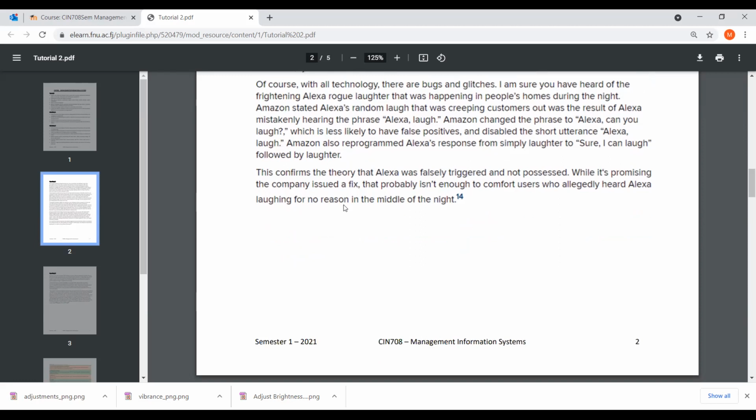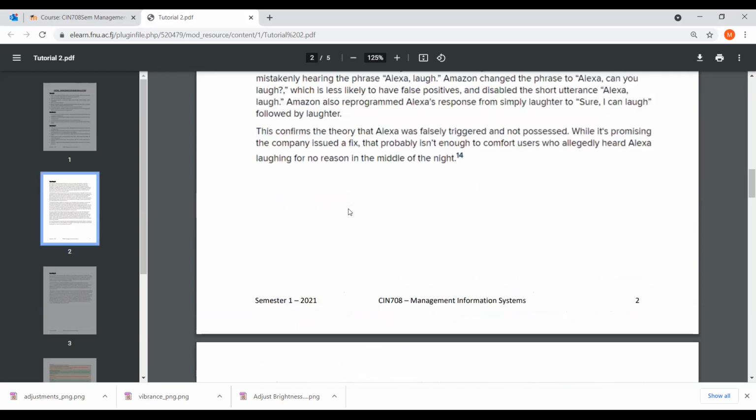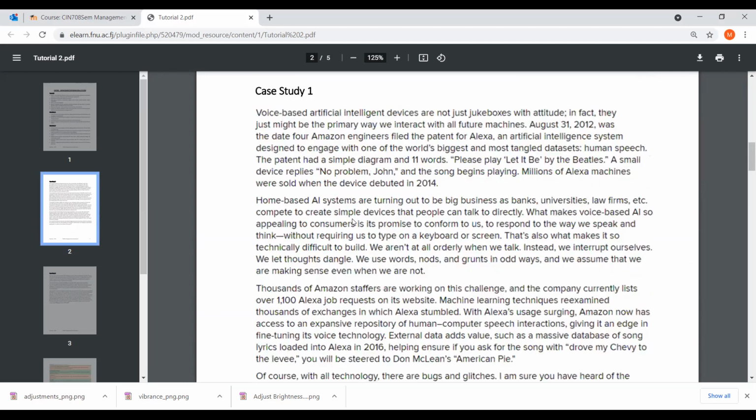Now, people thought that it was actually possessed, because it was laughing in the middle of the night, and not just a normal laugh, but frightening rogue laughter. Just imagine you are sleeping in the middle of the night and the machine starts laughing in a very frightening way. I'm not sure what people will think at that point in time, but this is what happened with Alexa. While it's promising that the company fixed an issue, that probably isn't enough to comfort users who allegedly had Alexa laughing for no reason in the middle of the night. Okay, so that finishes up our case study. It's quite interesting.